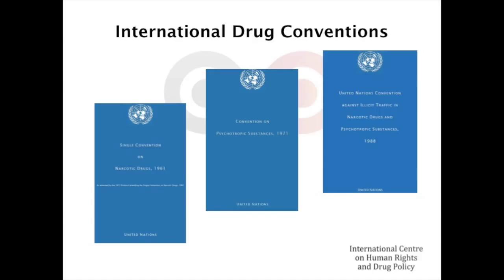We have a second convention in 1971 on psychotropic substances, which extends controls essentially to synthetically produced drugs, laboratory-produced drugs, hallucinogens, amphetamines, barbiturates. And in 1988, the Convention Against Illicit Trafficking, which is essentially a very major convention that looks at harsh penal provisions related to drug control.